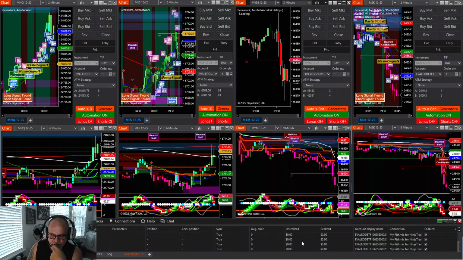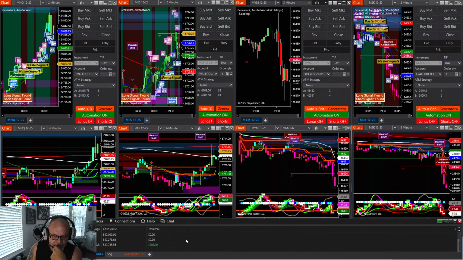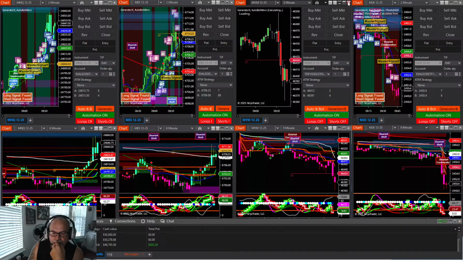So the strategy doesn't show that I made money, but when we look at the accounts, we can see that I made money there. $303 on the morning for that. I like that. I get some of our losses back on that account because we were in a drawdown. I may have to reset my MYM chart here. I really don't want to have to do that. Yeah, I can't even close it when it's locked up. Fuck.